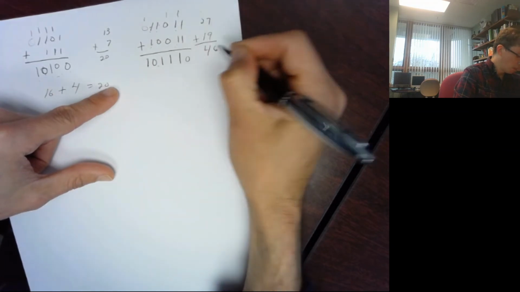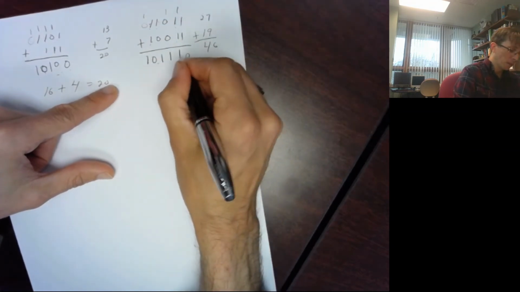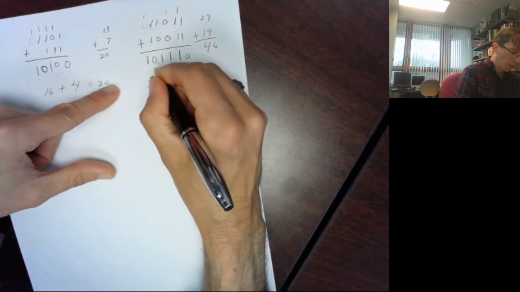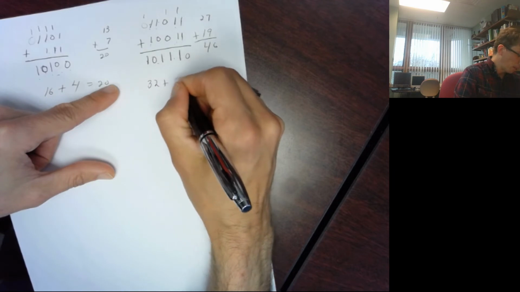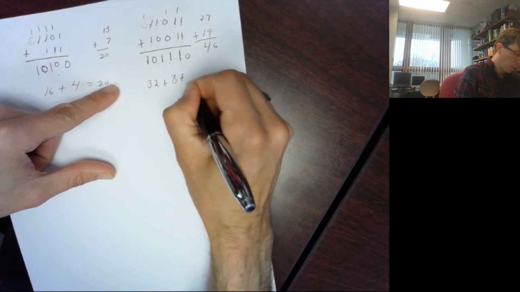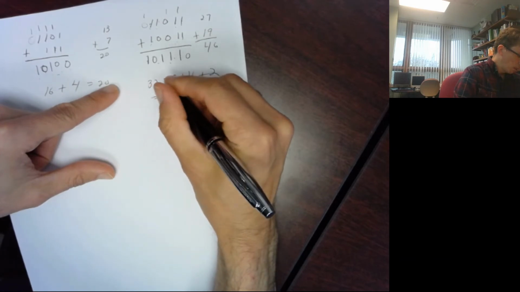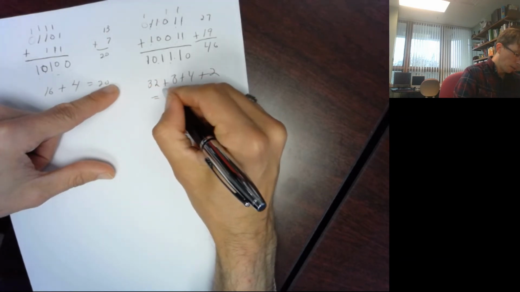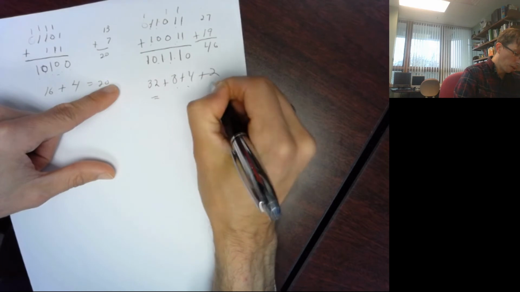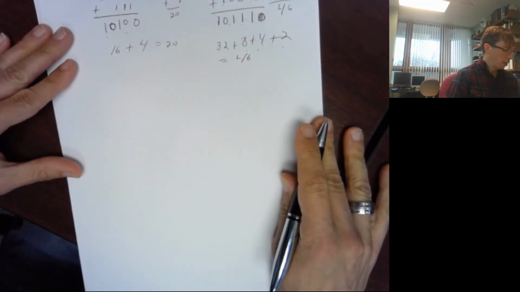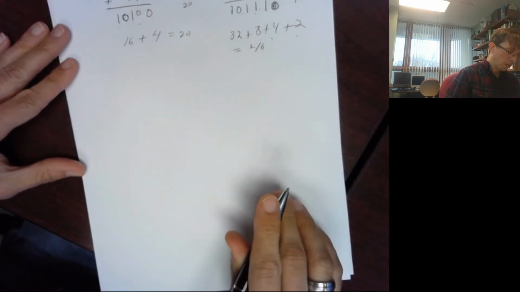So 46. And let's see what we got here. 0, 1, 2, 3, 4, 5. So 2 to the 5th, 32. Plus the 8 there, right? Plus 4, plus 2. So let's see here. That gives us our 40, 44, 46. There we go. We checked our work. So, all right.